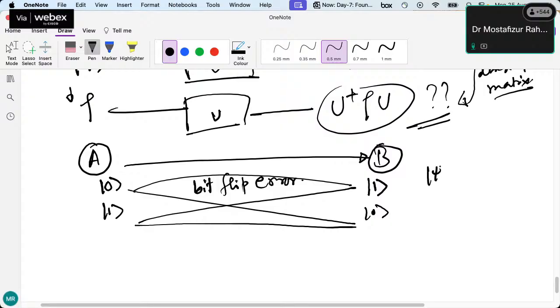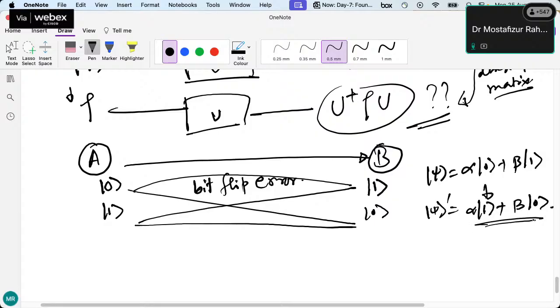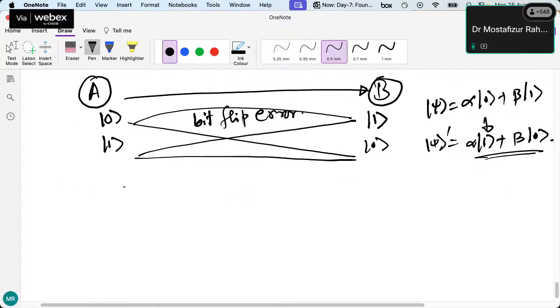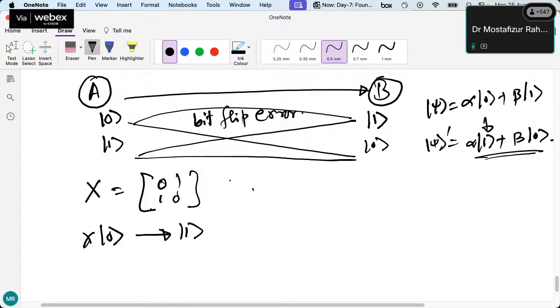But here, your information earlier was alpha ket 0 plus beta ket 1. Just after sending it through some quantum communication channel, you got something like alpha ket 1 plus beta ket 0, right? The quantum bit is flipped. We can check that with the Pauli gates, basically the X gate, you can model this communication channel as a Pauli X channel or the bit flip channel. So the matrix 0, 1, 1, 0: if you apply this X on the state 0, you get state 1. It's simply matrix-vector multiplication, and the vice versa, right?